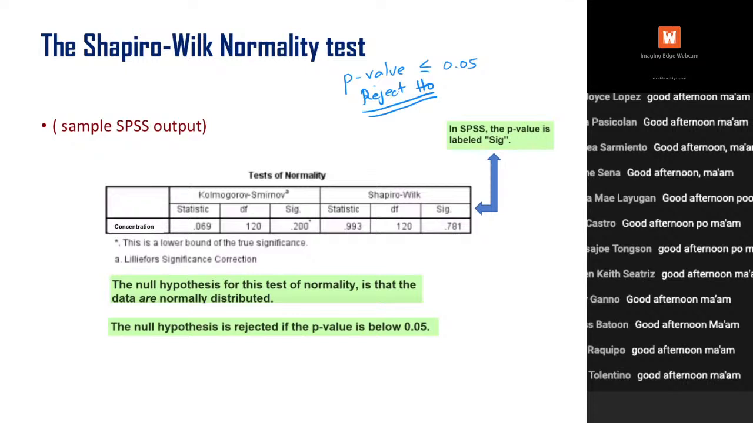Now, take note that for testing normality, a larger p-value indicates that the assumption of normality is satisfied. Bakit? Kasi ang null hypothesis natin for test of normality is that the data is normally distributed. So, if this is the sig or the p-value, then we fail to reject this, which means that the data is normally distributed.